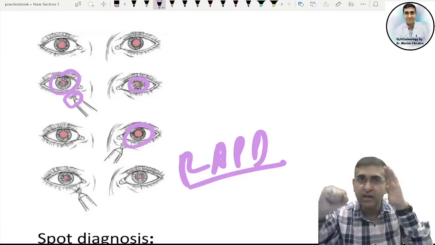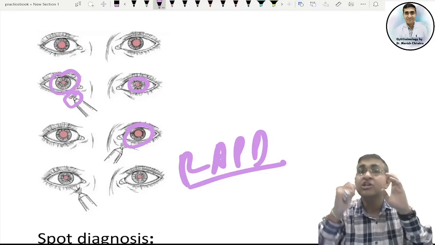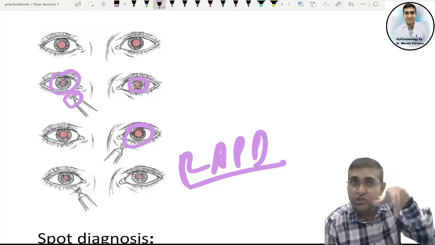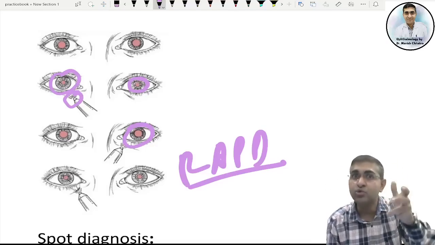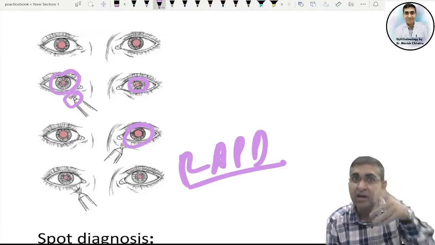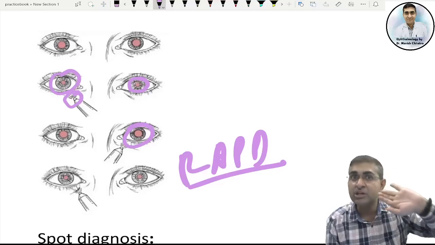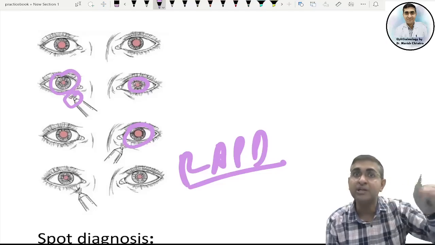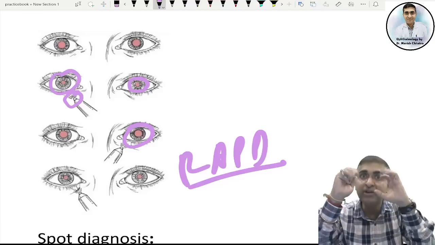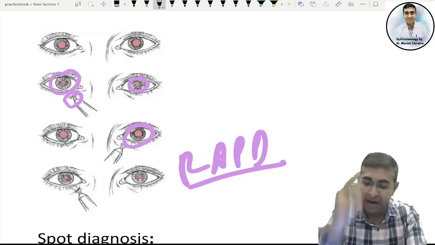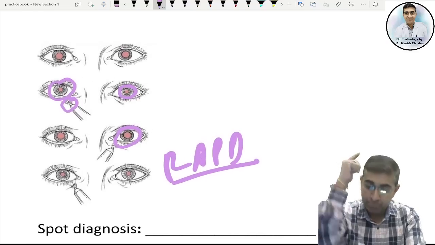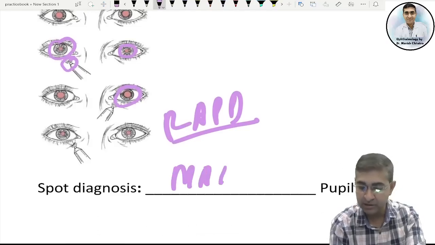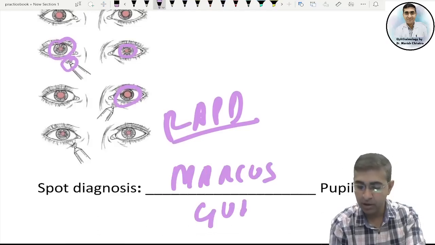You shine the light in the right eye, so both pupils will constrict. The moment you shift the light from the right eye to the left eye, because of the removal of the stimulus from the right eye, and because the left eye's optic nerve is not able to take the impulse from the retina to the pretectal nucleus, Edinger-Westphal nucleus, it is not able to form the pupillary light reflex. So both pupils will dilate. This is seen in Marcus Gunn pupil or relative afferent pupillary defect.